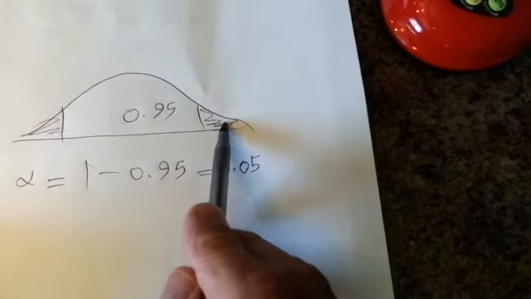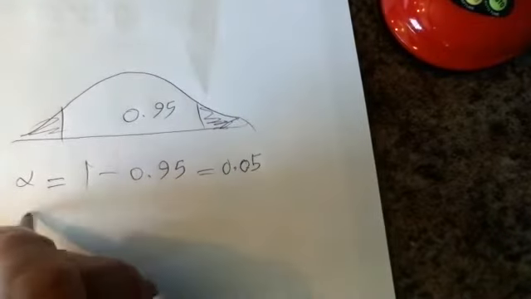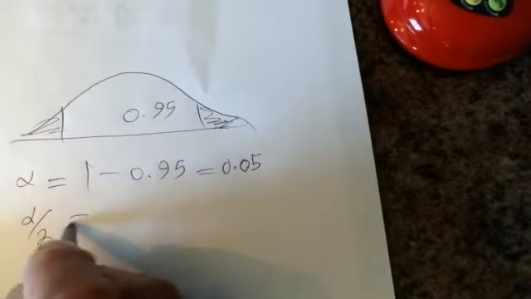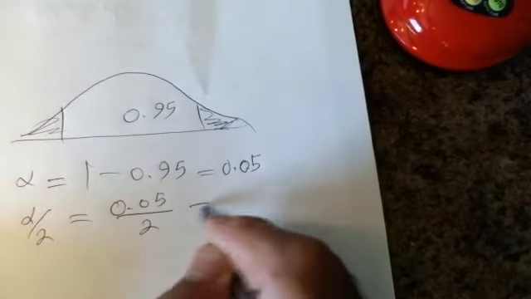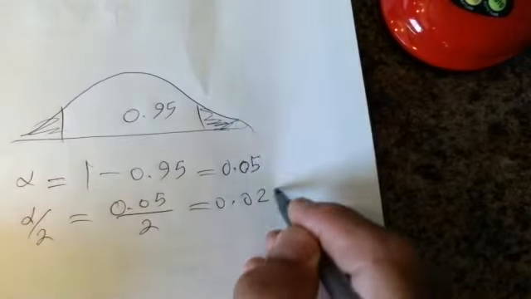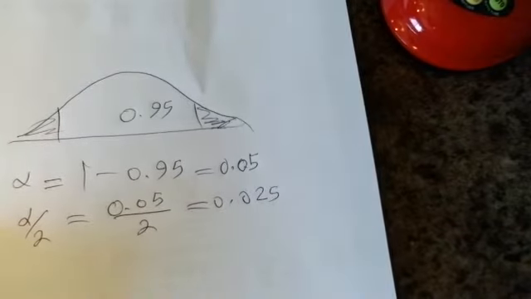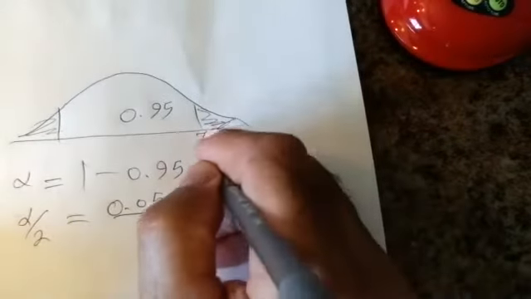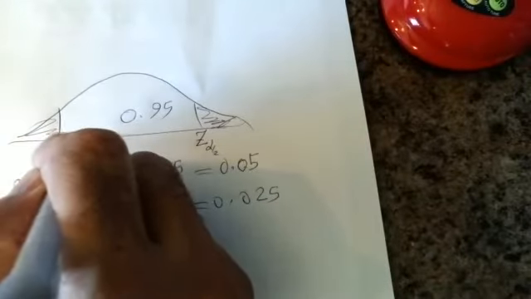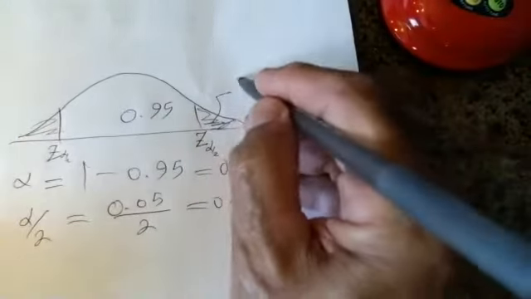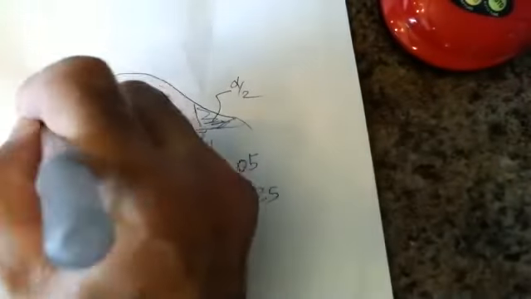But if you want to find the area of each, then you take that and divide by 2. That gives you the area of one tail. That's why here we have z of alpha half. Z of alpha half means find the z for alpha half.